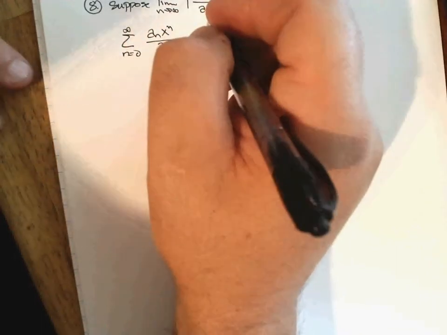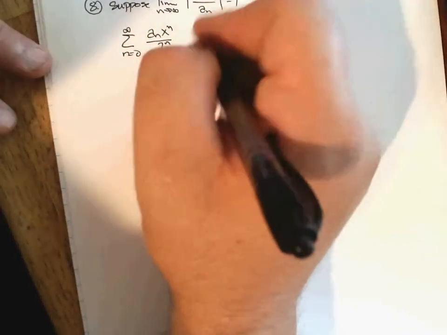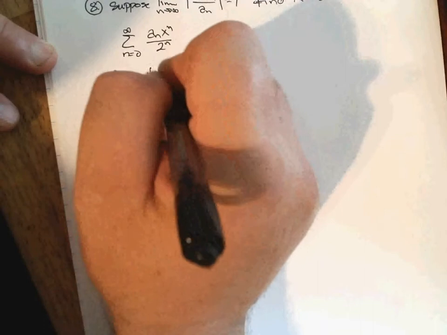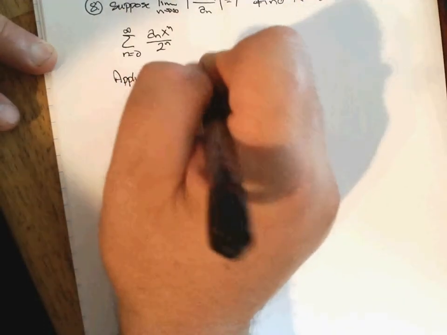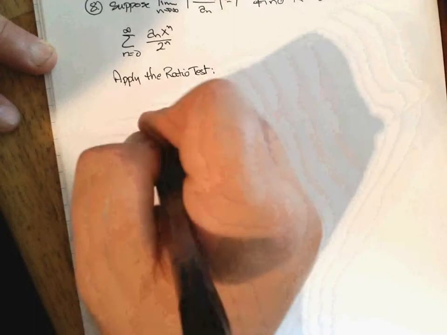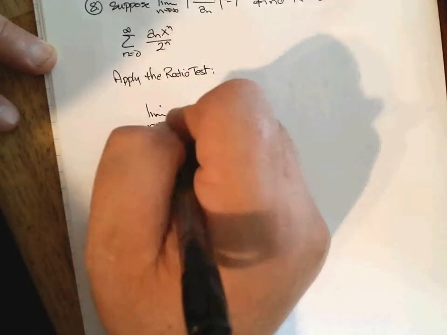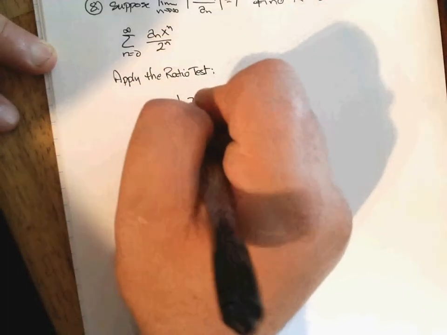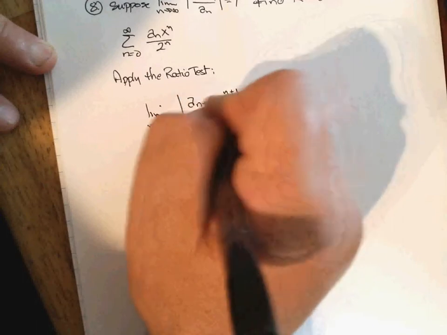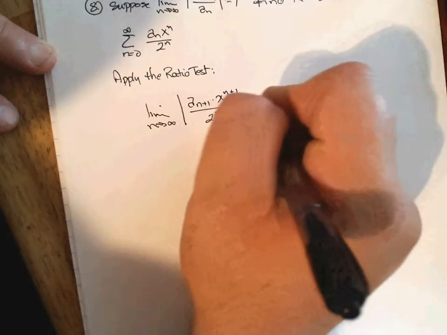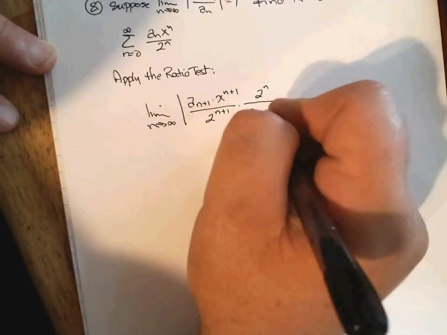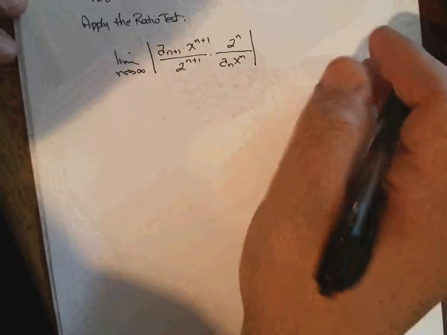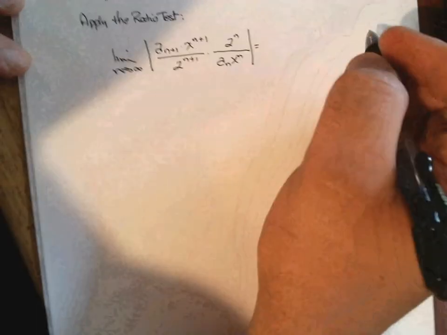So, looking at this thing, what do I notice is going on here? Well, I can apply the ratio test. And remember, the ratio test says you take the limit as n goes to infinity of the n plus 1 term. So this with every n increased by 1. Divided by the nth term. So divided by this means we go ahead and flip it and we multiply. And now I have to compute this limit.